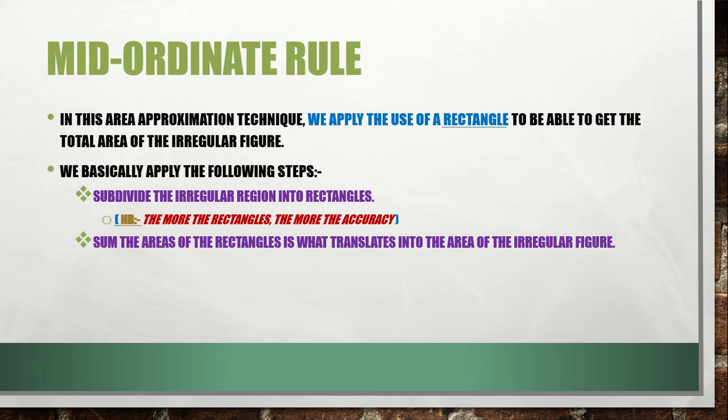The sum of the areas of the rectangles translates into the area of the irregular figure, which basically means the total area is equal to A1 plus A2 plus all of them up to An, whereby the area of each rectangle is the product of length and width.